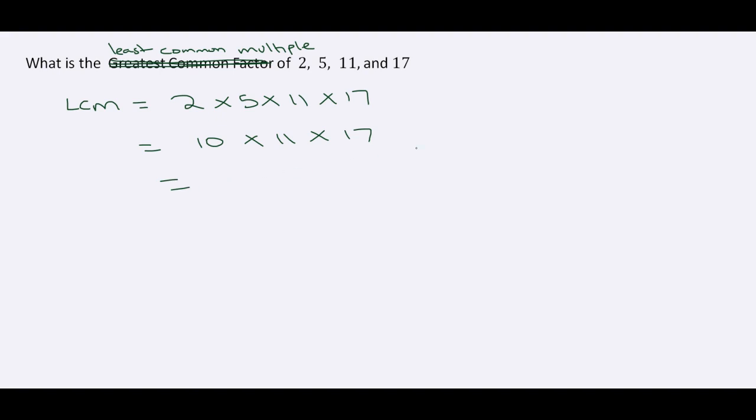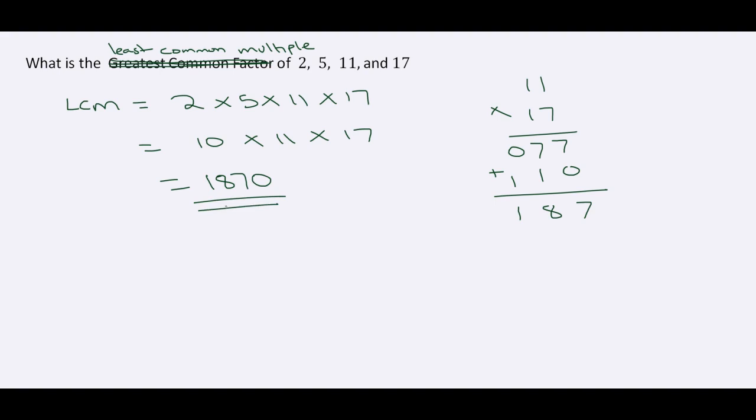So we have 11 multiplied by 17. 1 multiplied by 7, 7 here, and then we'll put a 0 here. 1 multiplied by 1, 1, and then 1 multiplied by 1, we have 1. So we'll put a 0 here, so we start adding up. 7, 8, 1, so this is going to be 187. Since we're multiplying by 10, we put a 0 at the end. So this is the least common multiple of this set of numbers, 1870.